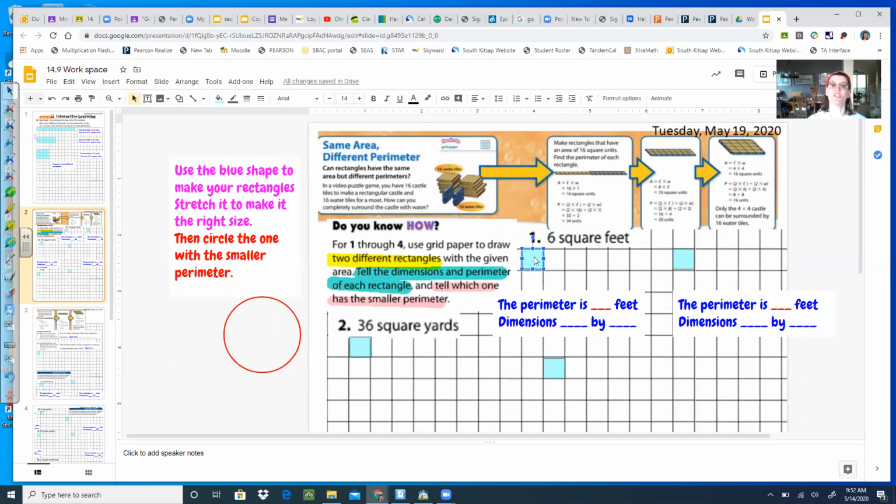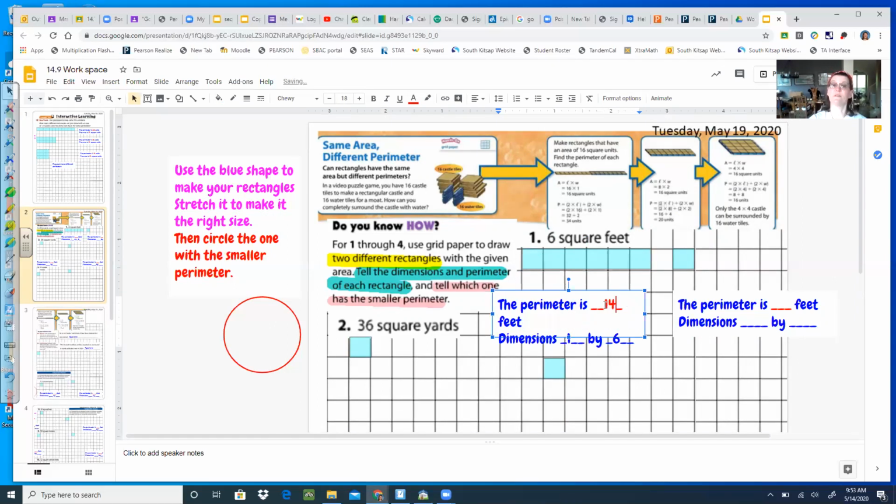So here's my 1. Now I got to stretch it. 2, 3, 4, 5, 6. So this is a 1 by 6. The perimeter, okay, I have 1 plus 6. 1 plus 6 is 7. 7 plus 7 is 14. Whoopsie. Guess I have to get rid of one of those guys. Bummer. Okay, so the perimeter is 14 feet. Its dimensions are 1 by 6.